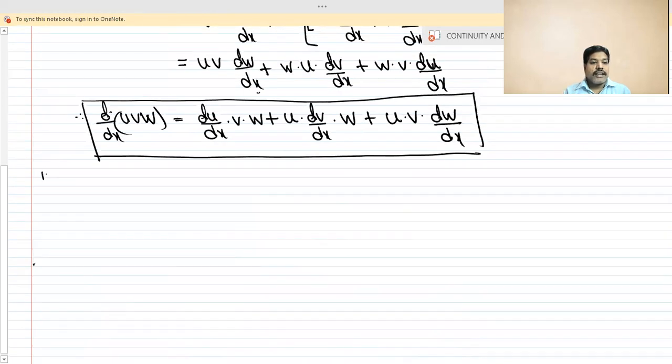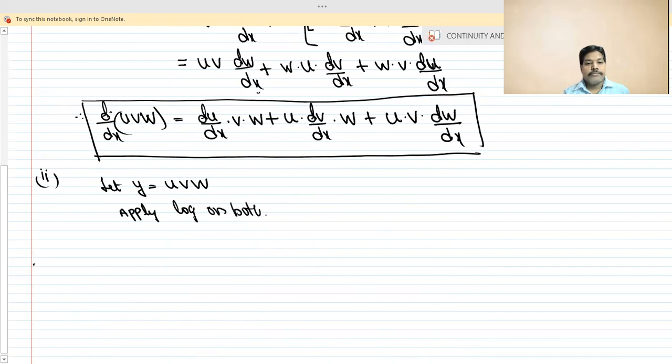So I will take that second case. What is that? By using logarithmic differentiation. First, let y be equal to the given function. I will take it as y. Y is equal to u, v and w. Just apply the log on both sides.